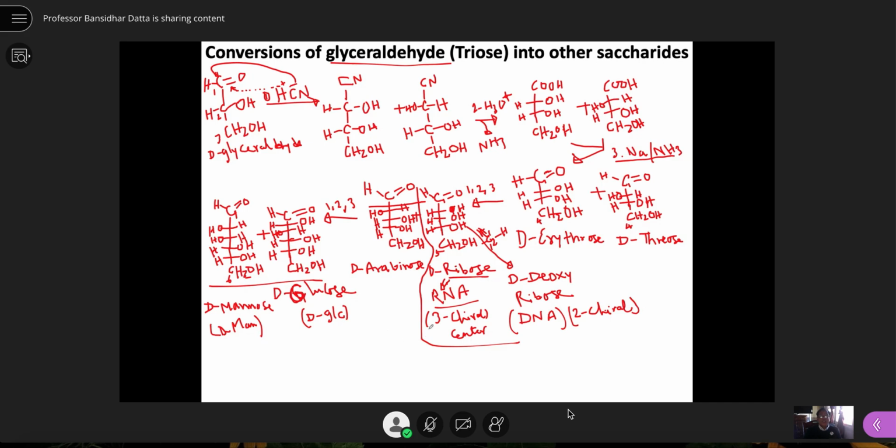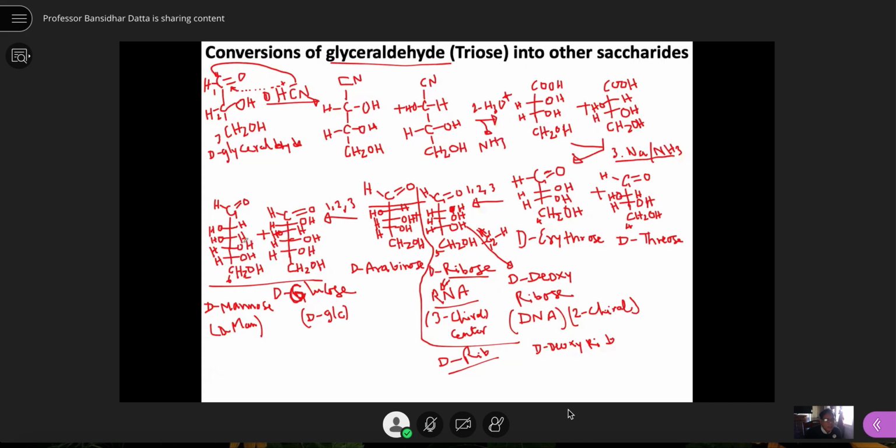So make sure you remember the structure of D-ribose. D-ribose is also known as D-rib. The three-letter abbreviation is called D-rib. All right, not the rib cage, huh? D-rib, and this is D-deoxyrib. So these are three-letter abbreviations, okay? But for deoxy, you have to write it again, D-deoxyrib. So you must know the structure of these four of them: D-mannose, D-glucose, D-ribose, D-deoxyribose.